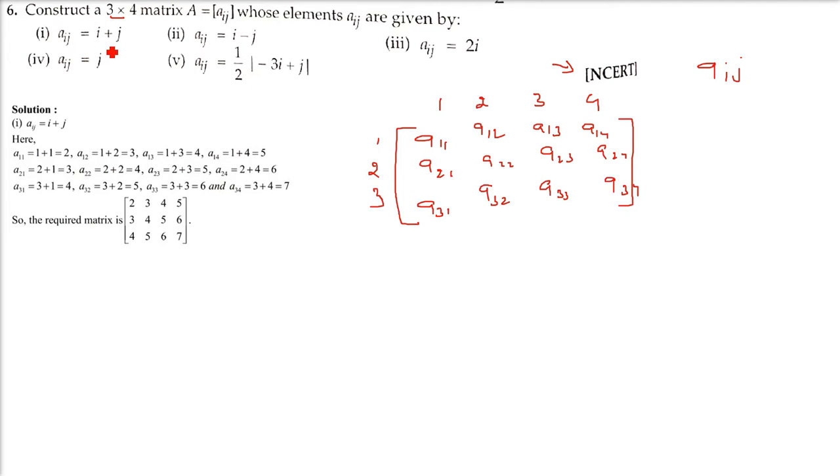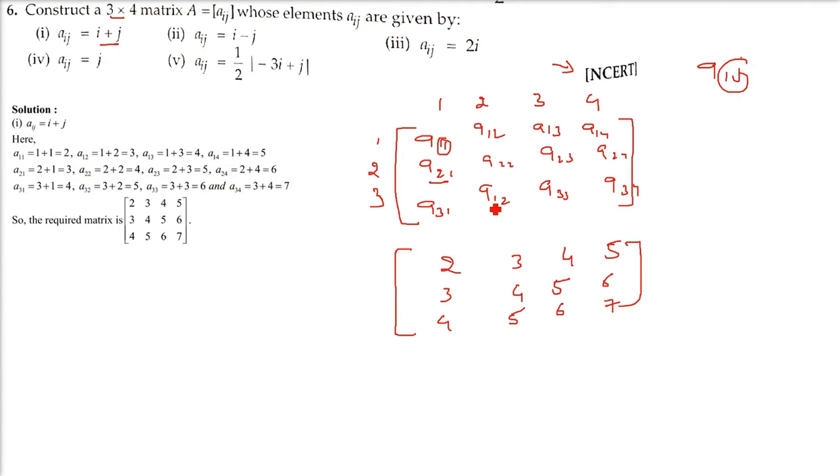Now what is i plus j? i plus j is whatever is the subscript, just add it. That is i and j. So just adding, this is 2 plus 1, 3, this is 1 plus 3, 4, 1 plus 4 is 5. Just add this, 2 plus 1, 3, 2 plus 2, 4, 2 plus 3, 5, and 2 plus 4, this is 6. 3, 1, 4, 3, 2, 5, 3, 3, 6, 3, 4, 7.